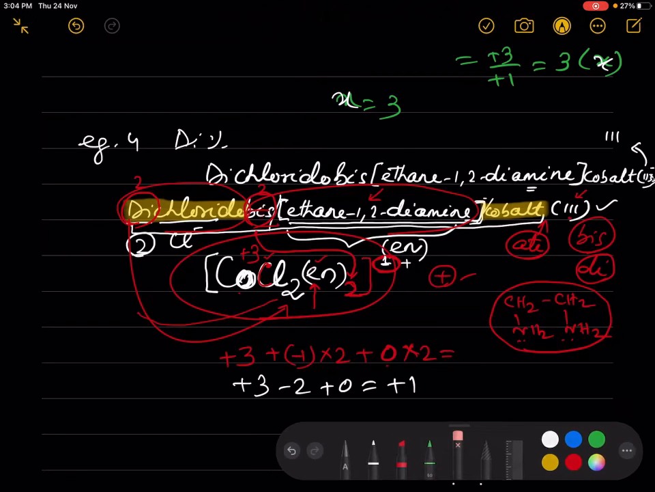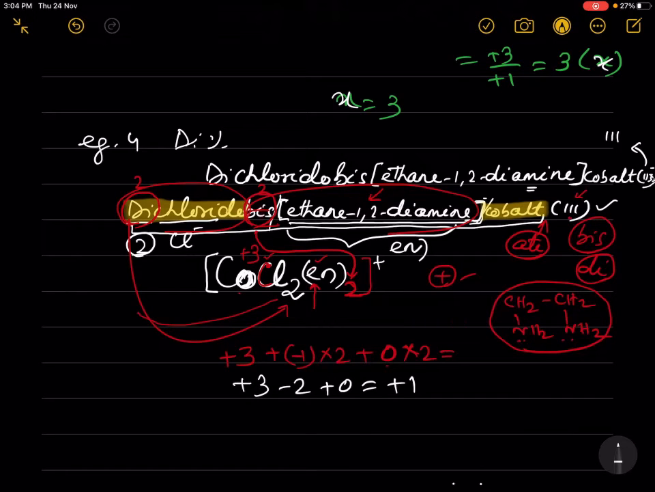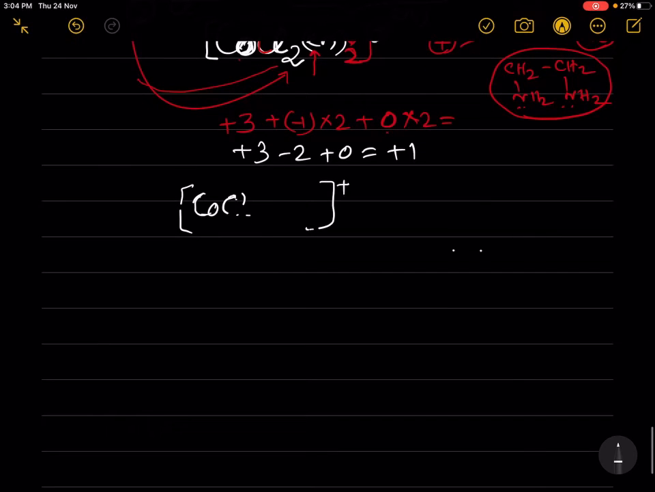So just write plus. You see, this is [CoCl2(en)2]+. So this is a cation. So here there is no counterion, so I have to write the charge on the complex cation. [CoCl2(en)2], then plus.